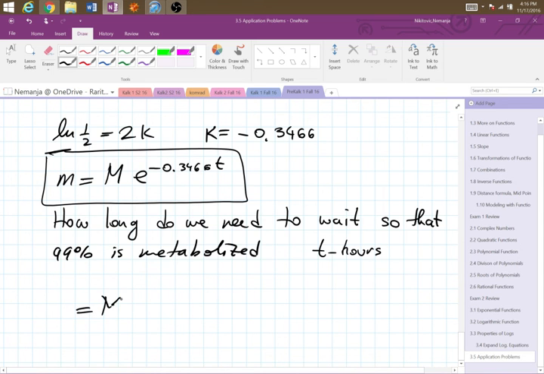So I will observe the way I do this, guys. Let's say I don't know how much I took, right? But I want 99% of that to go away. So what am I looking at? I'm looking at 0.01 of m to remain, right? I want 1% to remain and 99% to metabolize and be gone. So I will say 0.01 m, right, to remain, and then you have the rest of the equation.